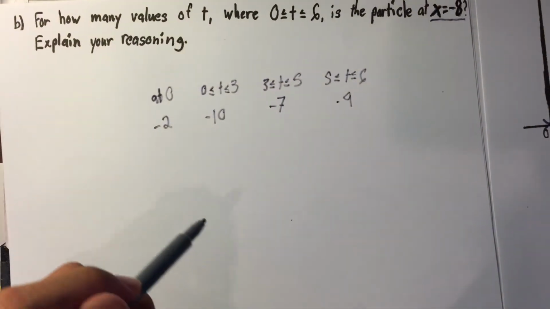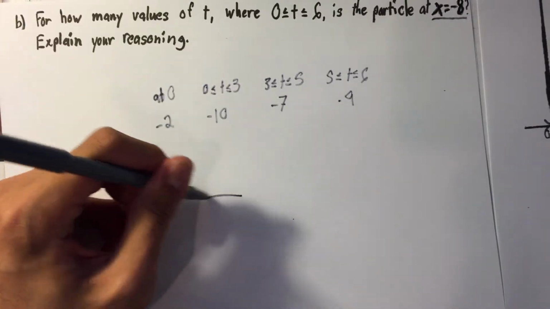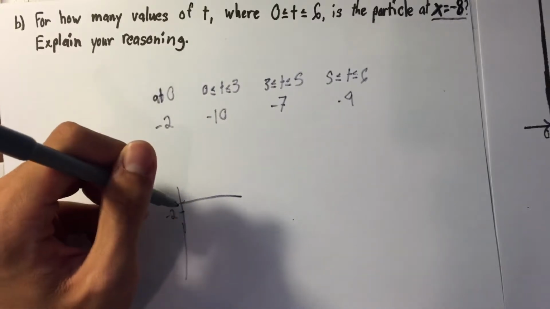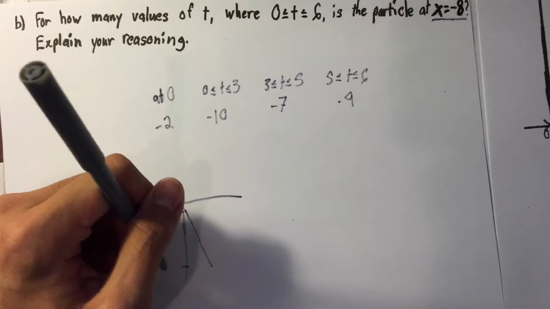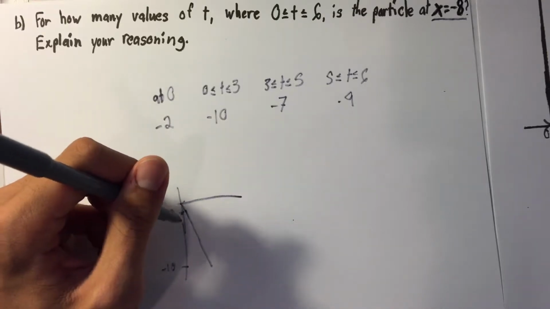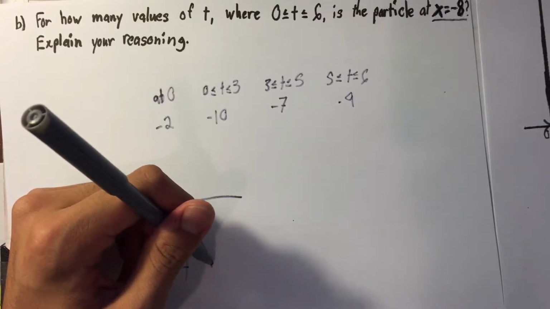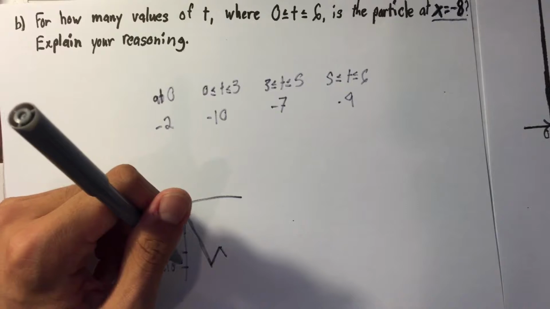Since these are the different positions, that means as the particle travels, say this is -2, it goes to -10. Let's say this is -2 and this is -10. So it actually starts here and goes down to here. Let's say it's -7 about here-ish. And then it drops down to -9.